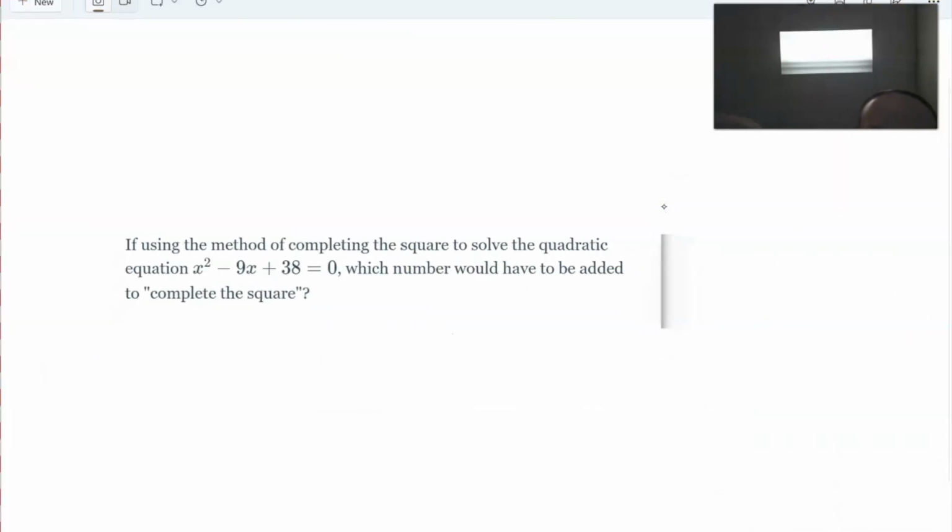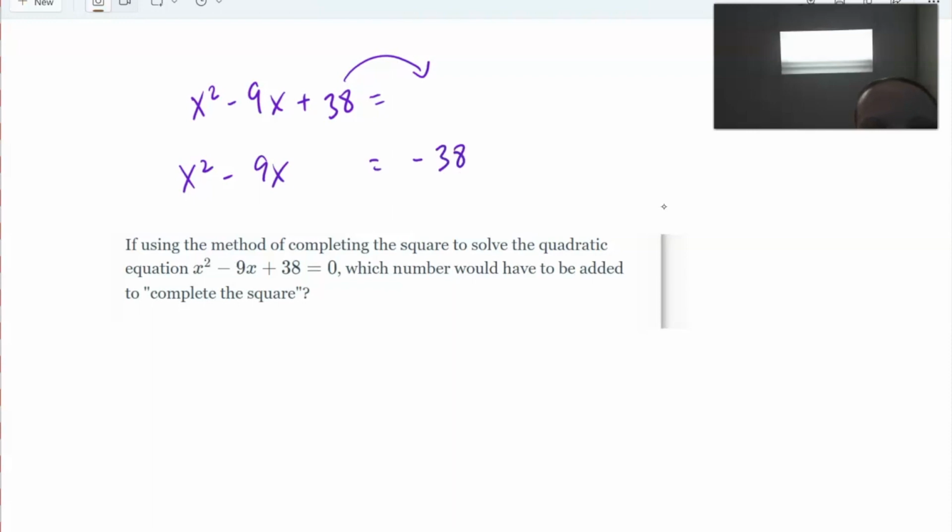All right, so we start off with my question. Remember, your first step is to take that to the other side. So that's going to be negative 38. And then after that, leave a space. I'm going to do it right here. Leave a space with that. Leave this space.